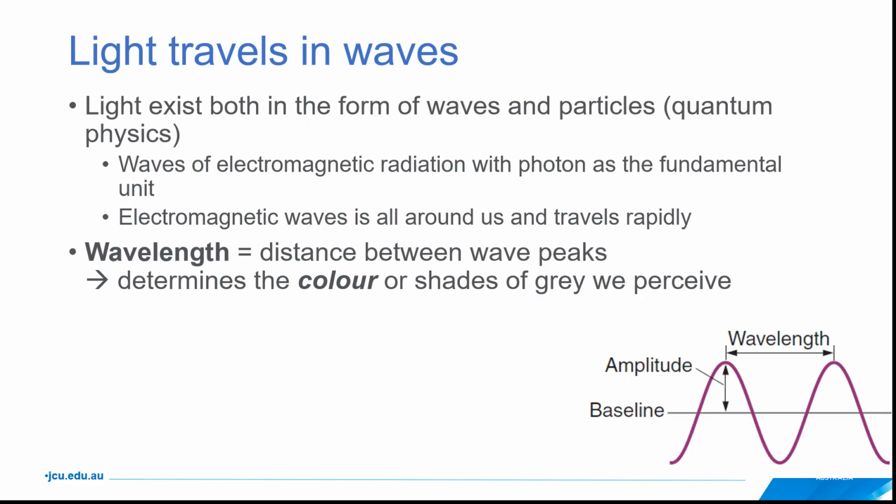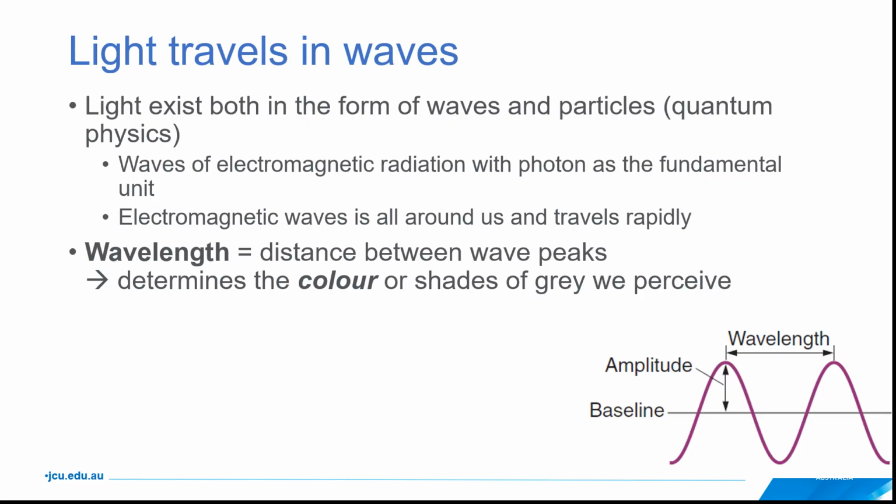Strictly speaking, I and a lot of physicists would say that light should be conceived as waves of electromagnetic radiation, EM radiation, with the photon as our fundamental unit. A photon is really like a packet of light particle. And electromagnetic waves are all around us, and they travel rapidly. I'll correct this sentence, I know it's grammatically wrong.